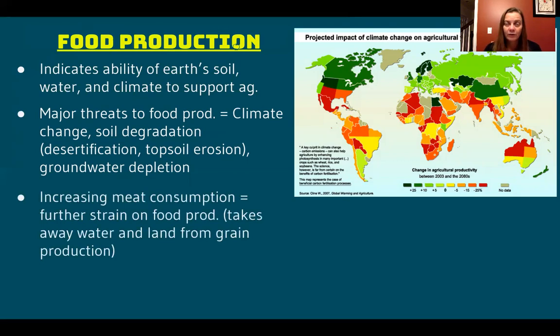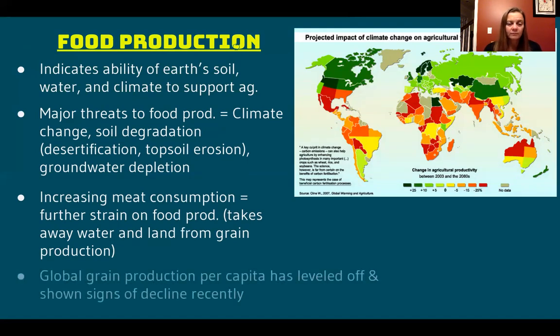As countries move towards being developed nations rather than developing nations, as people develop more wealth, there is increased meat consumption. That's a further strain on food production. It takes away water and land from grain and vegetable production. But our global grain production per capita has actually leveled off and has shown signs of decline. So there are positive signs in our food production as well.